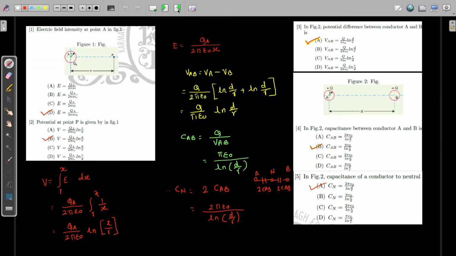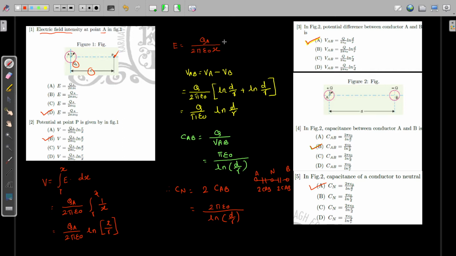So here it is based on the calculation of capacitance of overhead transmission line. The first question starts with electrical field intensity at the point A. Suppose the charge QA is placed X meter distance away from the point P. So what is the electrical field at the point P?